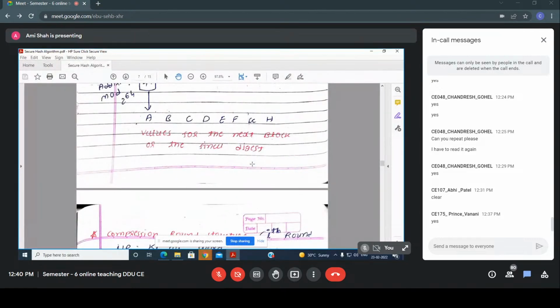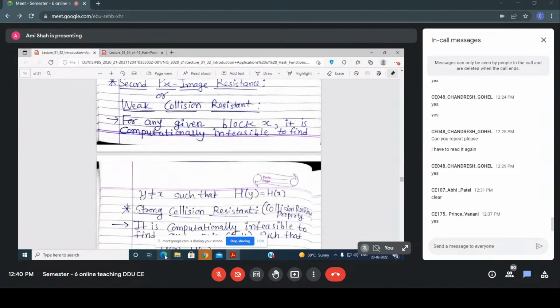Is it clear, everyone? Does anyone have a doubt up to the property that I have discussed? In the next class, we will start again with digital signature, and in that I will explain one concept, that is RSA DSS, the RSA digital signature scheme.